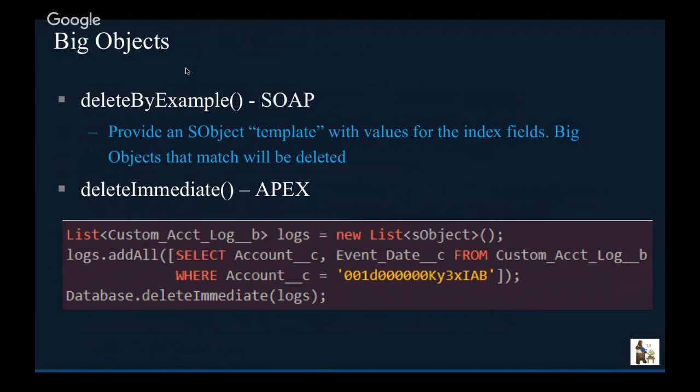For example, I don't have an example of it here, but basically you just create a template of the SObject and it'll delete whatever matches it. And then delete immediate is in Apex. You could run into it in this example here. You can do all that, and that's fine. It's not asynchronous, but you could run into an issue if there are too many records, you could time out or something like that.